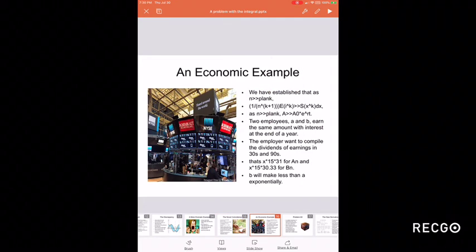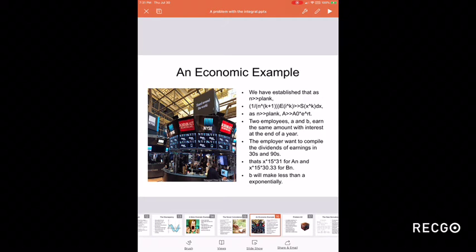An economic example. We have established that n approaches Planck. 1 over n raised to k plus 1 times the sum of i raised to k is proportional to the integral of x raised to k dx. And as n approaches Planck, A approaches A0 times e raised to rt. What this means is, let's say we have two employees, A and B, that earn the same amount with interest at the end of a year.